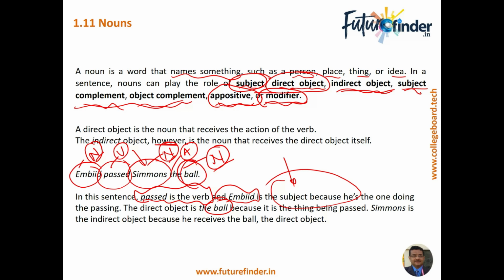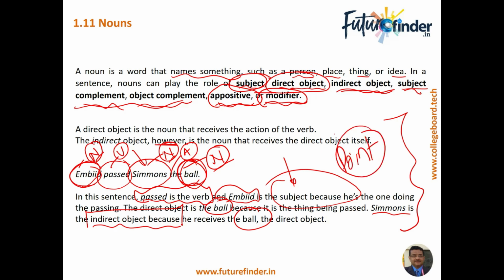The direct object is the ball because Embiid is doing something to the ball, not directly to Simmons. Simmons is the indirect object because he is the person who receives the action, but indirectly through the ball. So these are the differences with the nouns and the sort of roles that nouns can play. But this is not the point of contention here on the SAT.